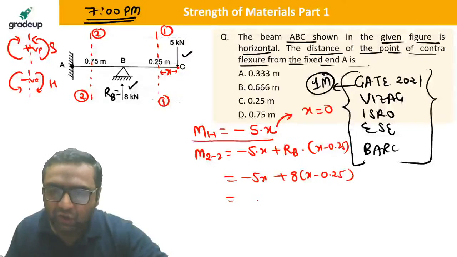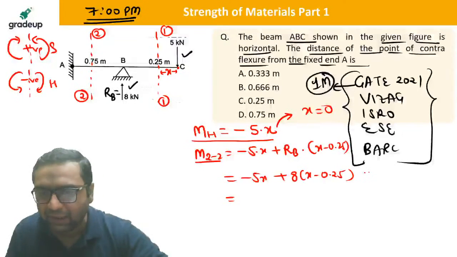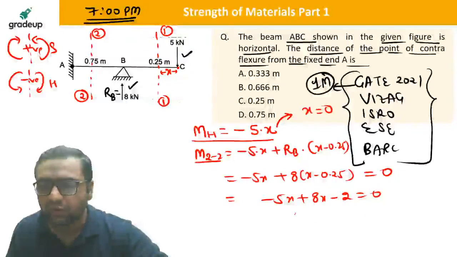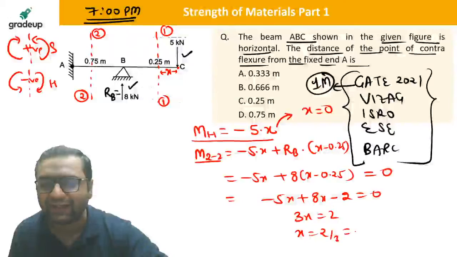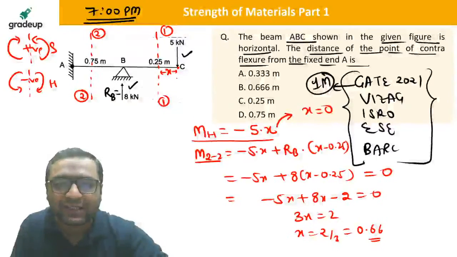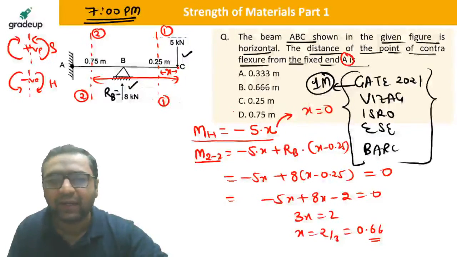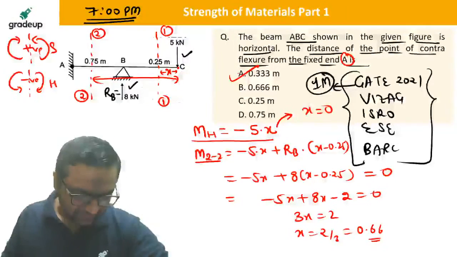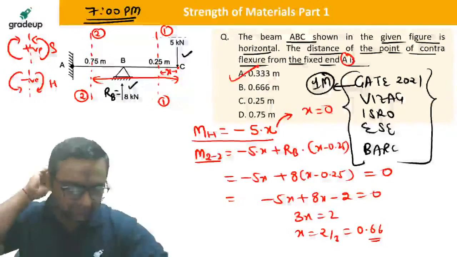So guys, when you solve it, the second equation, and put it equal to 0, you will be getting minus 5x plus 8x minus 2 is equal to 0. So you will be getting 3x equals 2, x equals 2 by 3, which is 0.66. But guys, this is not the correct answer because this is the distance from C. You need to answer the distance from A. So the answer will be 0.333. A will be the correct answer. Yes, Sharmila, your answer is correct.